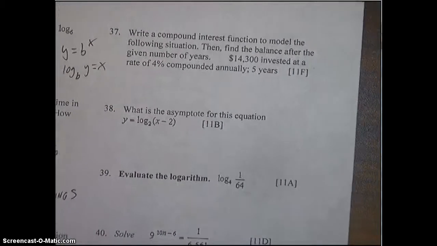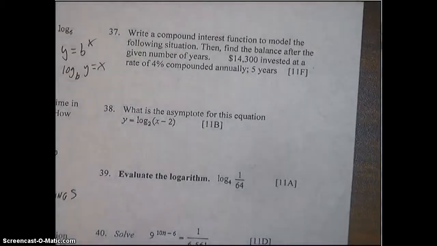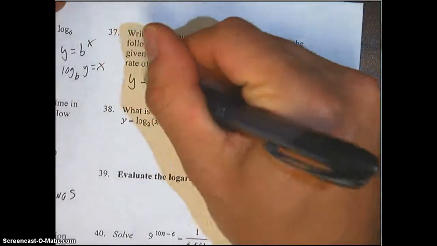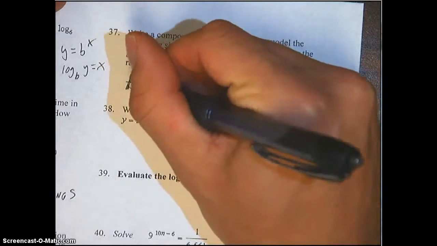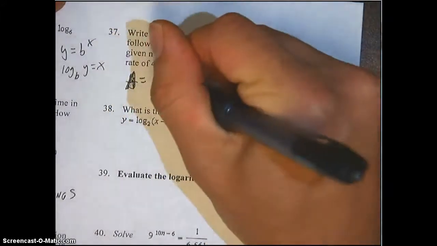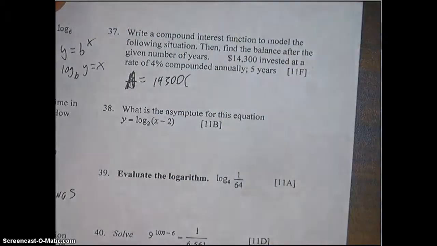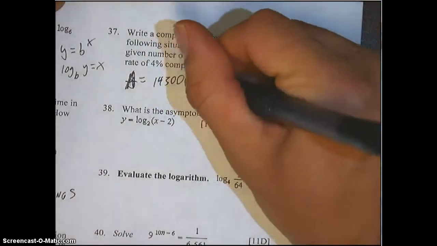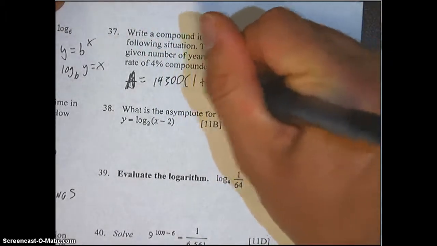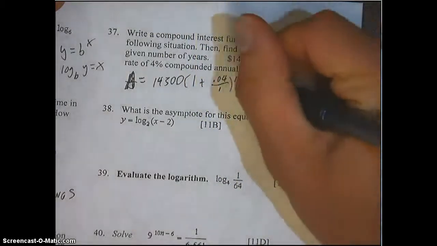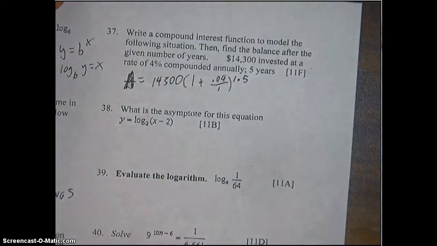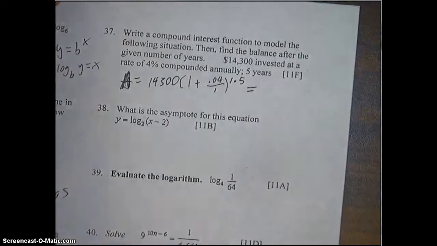37. Write a compound interest function to model the following situation, then find the balance after the given number of years. $14,300 invested at a rate of 4% compounded annually for 5 years. So the function, I guess we're using an A, would be that 14,300, and it's compounded annually, so that's 1 plus 0.04 over 1, to the 1 times t, in this case it's 5. So we would just need to type this all in the calculator and see what it spits out.